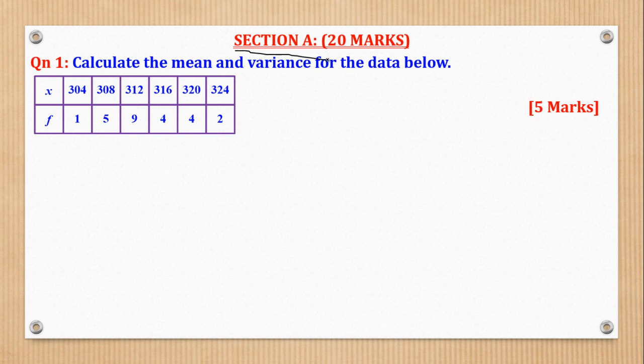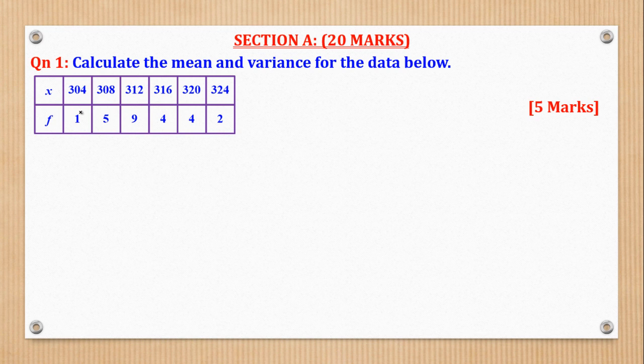So Paper 2 has both section A and section B, and section A has 4 questions. That's why you see here 20 marks. So question 1 says, calculate the mean and variance for the data below. So this was under ungrouped data with frequency distribution.